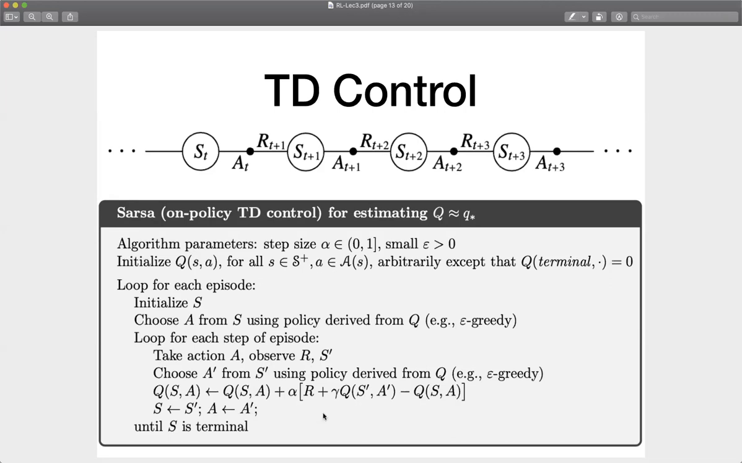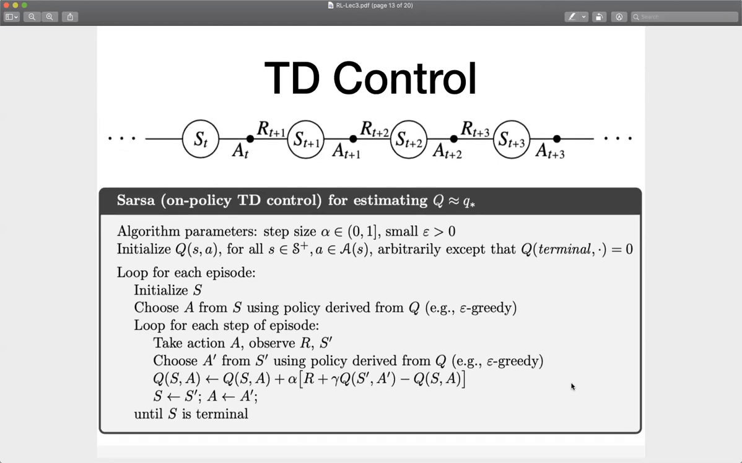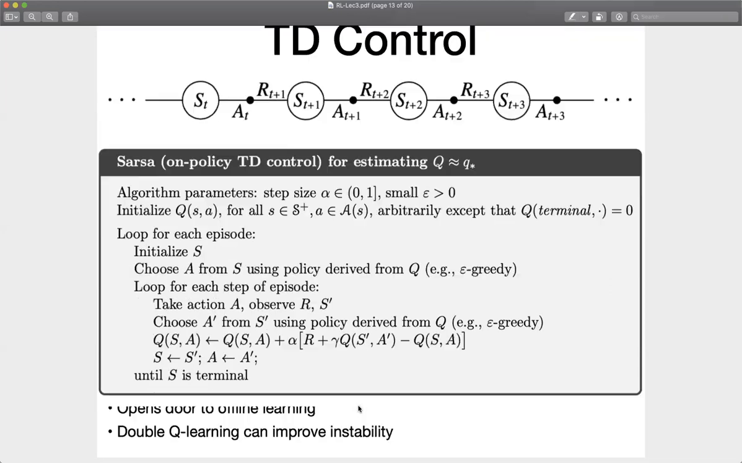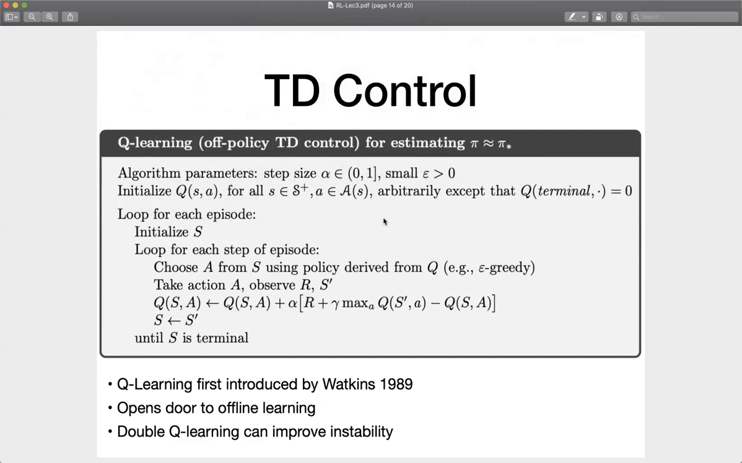So SARSA is probably one of the more popular methods for doing TD control. And of course, this is telling you what your policy is going to be. Your policy then will be to take the action that maximizes this value. You could do an off policy version.